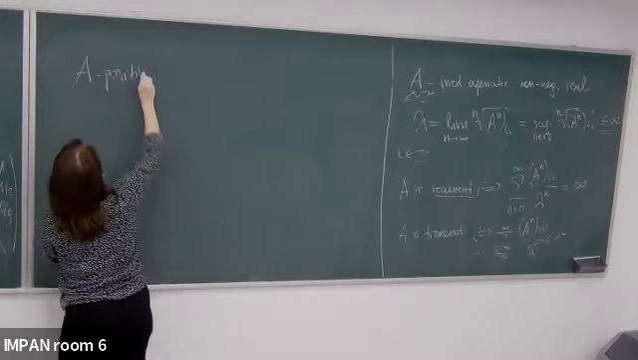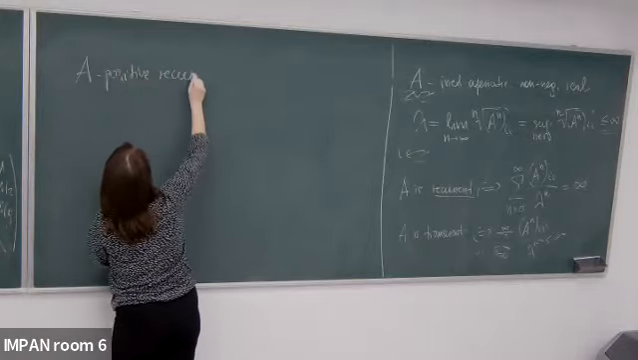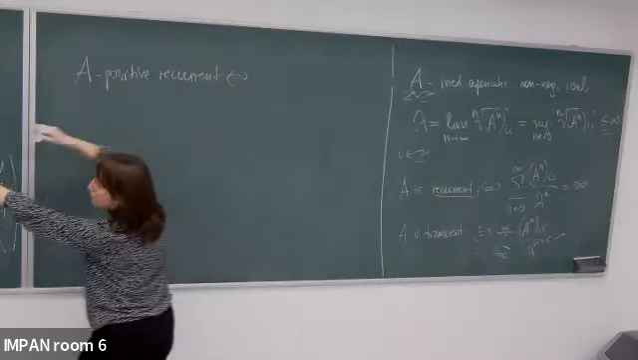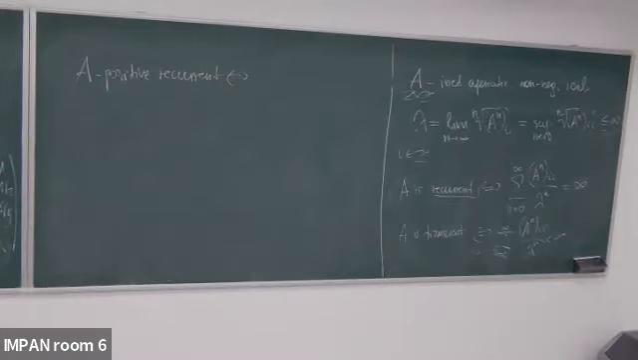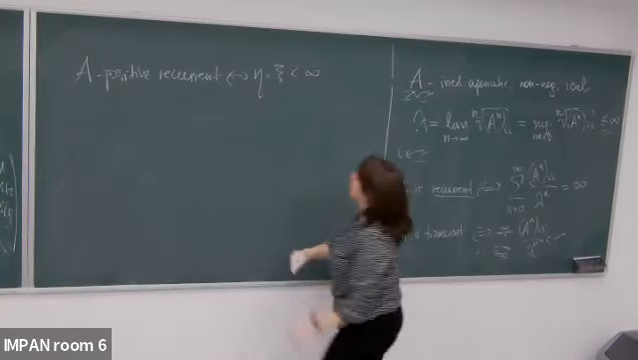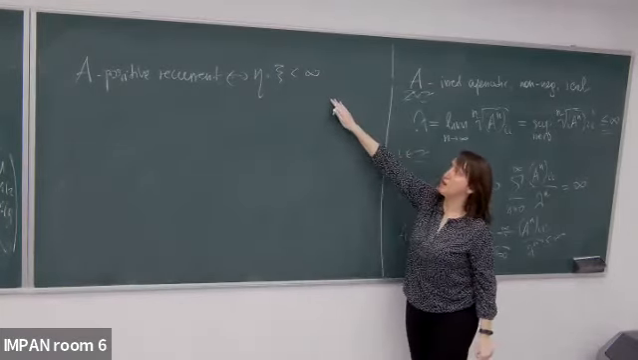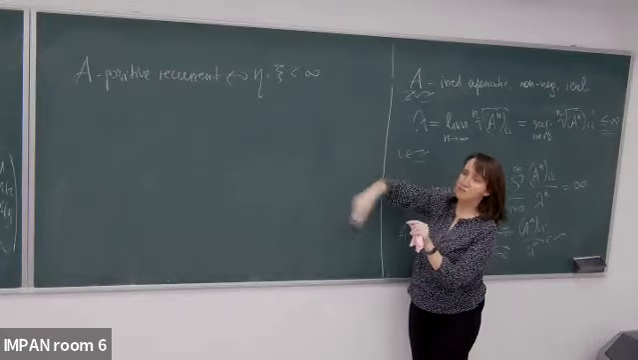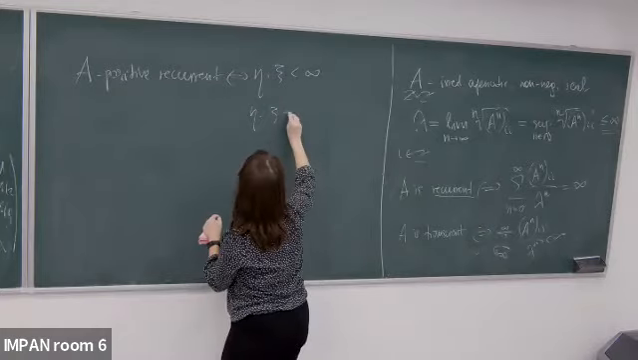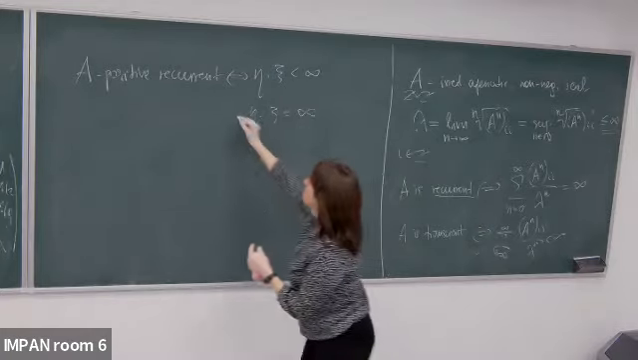So the matrix is positive recurrent, one of the equivalent conditions being the following. Psi is our right eigenvector, it's a column. Eta is a left eigenvector, it's a row. If we have this condition, we have positive recurrent, which means the expected return time is finite. And if it's infinite, it means that it's not positive recurrent.